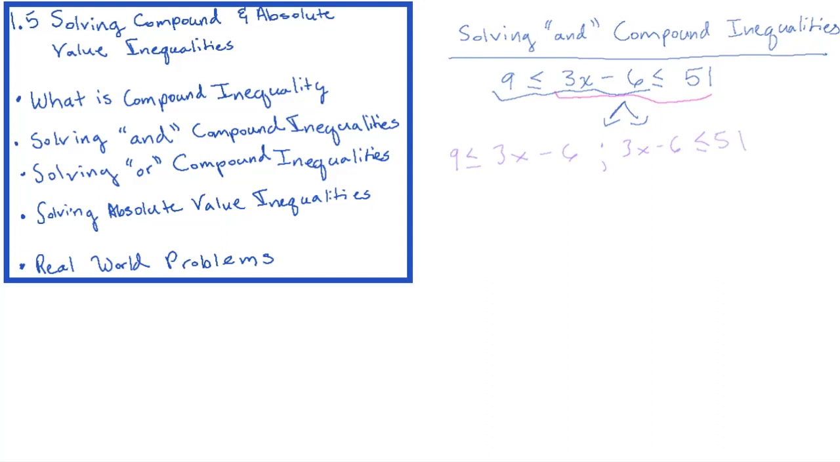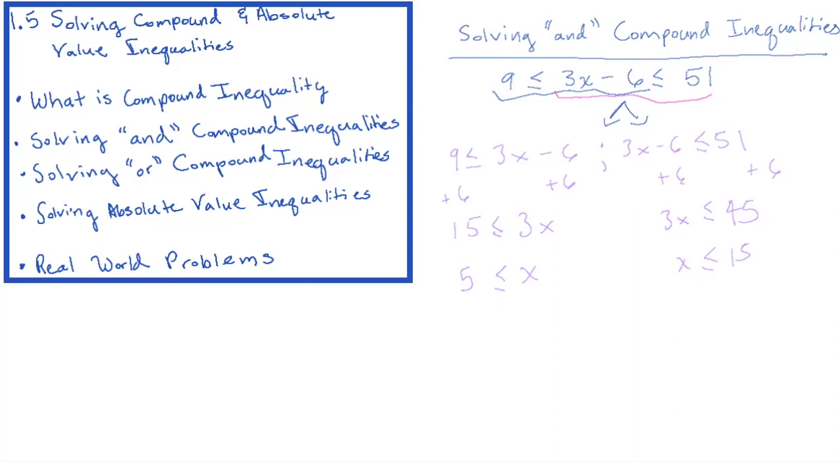And you can change this around if you want to, but I think it's going to be easier this way. So I'm going to add 6 to both sides. When I do that, then you're going to have 15 less than or equal to 3x. And then here we got 3x less than or equal to 45. We divide both sides by 3 here, and we end up with 5 less than or equal to x. Divide by 3 here, you end up with x is less than or equal to 15.